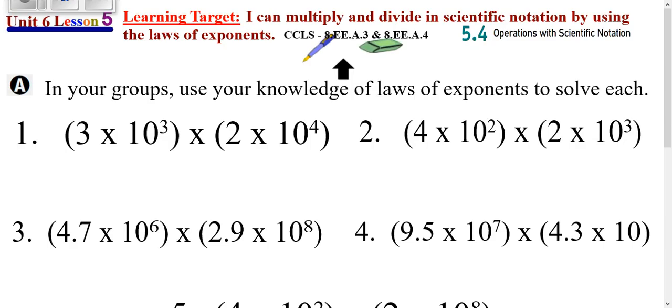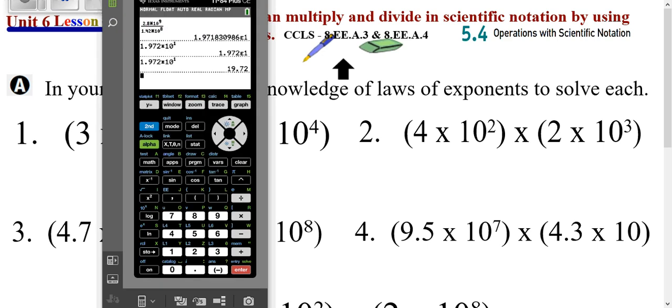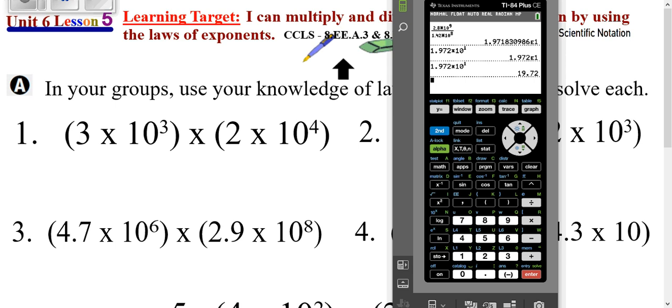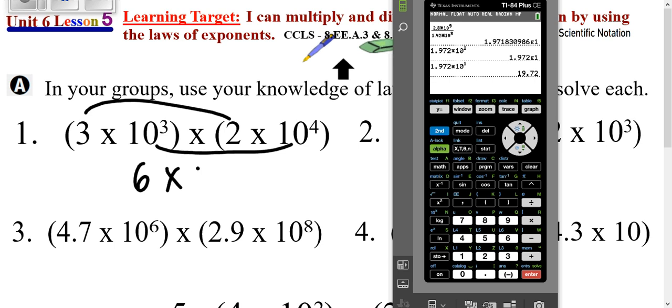I'll do one with you. And again, I am definitely going to use the calculator. Actually, I'll do one by hand and one with the calculator. Again, this is multiplication. So you're multiplying 3 times 2, and 3 times 2 is 6. And then you're multiplying 10 to the third times 10 to the fourth. You're keeping the base and adding the exponents, 4 plus 3, and that is 7. That's it. You're done.